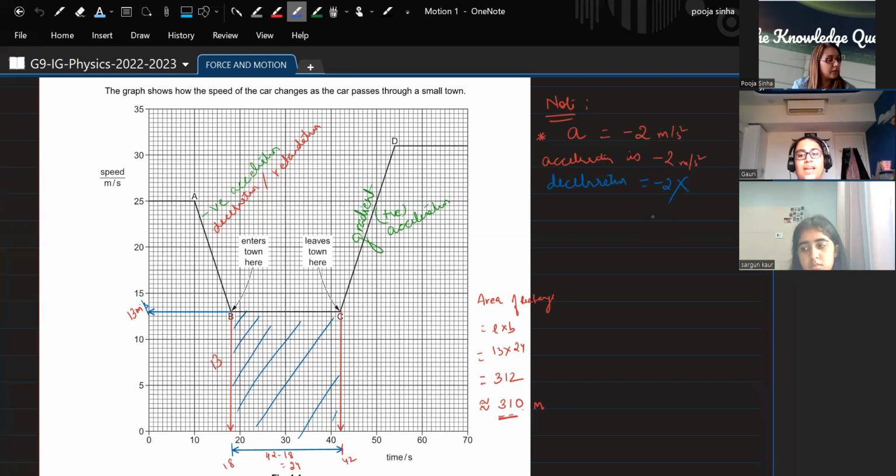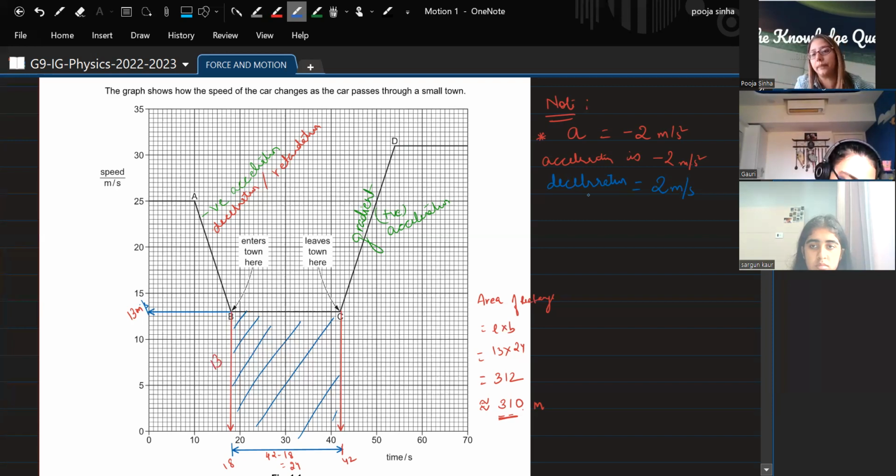Why is it going to be wrong? Because acceleration and deceleration are exact opposites. If you write a negative deceleration, it means positive acceleration, the speed is increasing. So do not make that common mistake again. You will always write deceleration is 2 meters per second square. Deceleration itself means it is decreasing, so there is no need to put the minus sign.